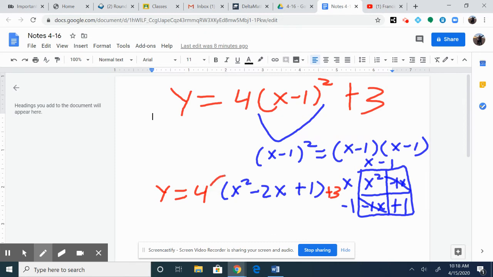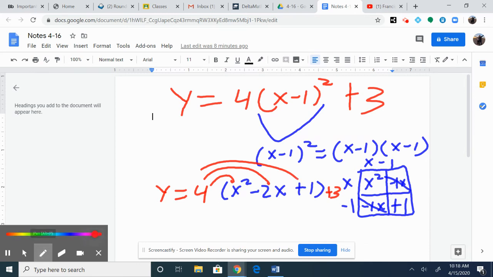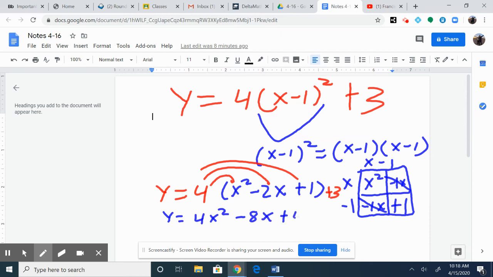So then what we're going to do is go ahead and distribute that 4. In the last video, we had a 1, so it all stayed the same. But in this case, we're going to go ahead and distribute that 4. So then y equals 4 times x squared, that's 4x squared. And 4 times negative 2 is negative 8x. And then 4 times 1, which is 4. And then that 3. Last step, we can combine the 4 and the 3. So our final answer would be 4x squared minus 8x plus 7.